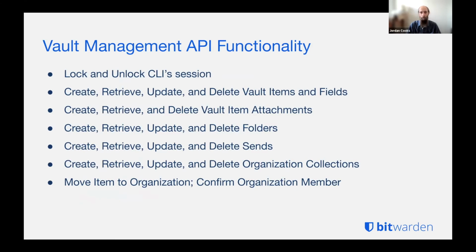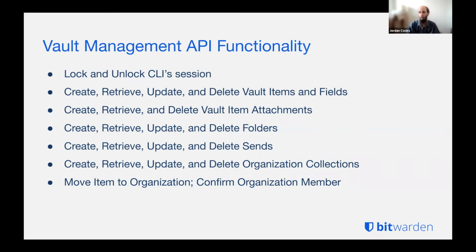So the Vault Management API that has access to the encrypted data is able to lock and unlock the CLI session. When you log into the CLI, you don't necessarily have to unlock it, so it doesn't have all of the data available. You can do that via a REST call. It can then create, retrieve, update, and delete Vault items and fields in those Vault items, as well as creating, retrieving, and deleting attachments on the Vault items. We can do those CRUD actions on folders and sends, as well as the organization collections.